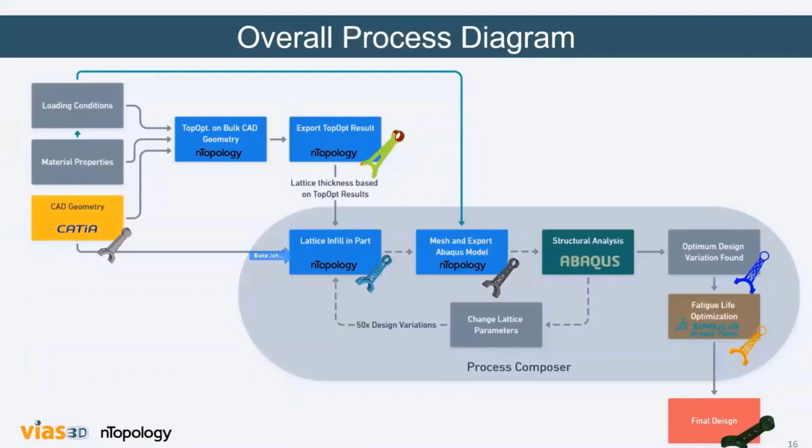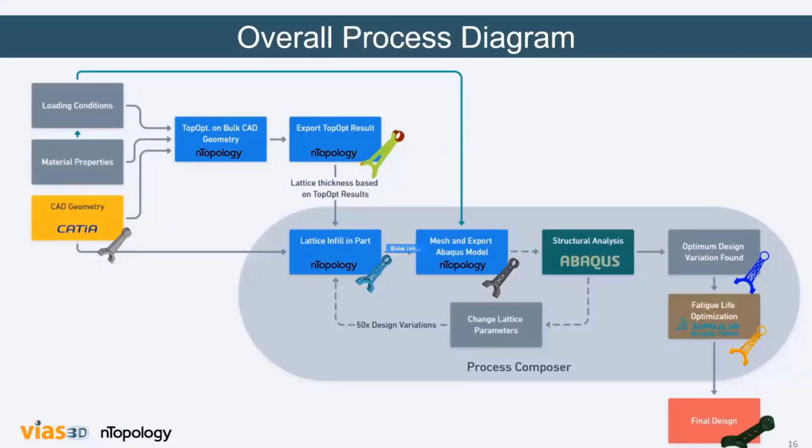So we have the field data coming in, the lattice thickness based on the topology optimization result, and we have the CAD geometry, and that performs in nTopology a lattice infill, like I mentioned. And the key inputs that we've selected for design variables are isolated in the nTop file, you'll see in a second, so that we can easily change them and the model updates. So after the geometry is created in nTopology, we're able to mesh it and define the loading conditions and export that as an abaqus.inp file.